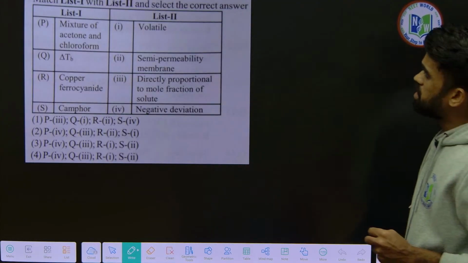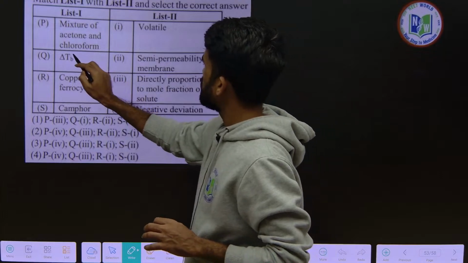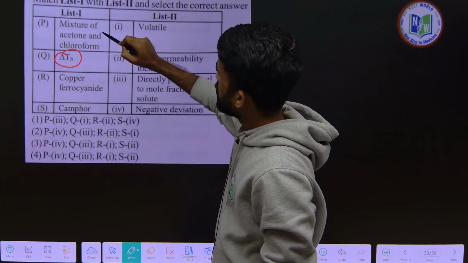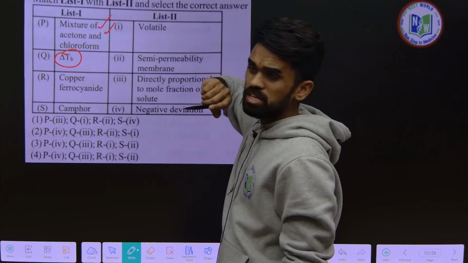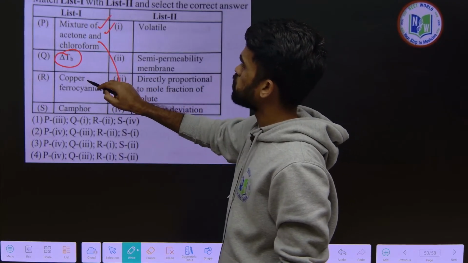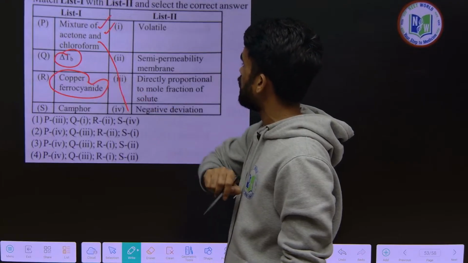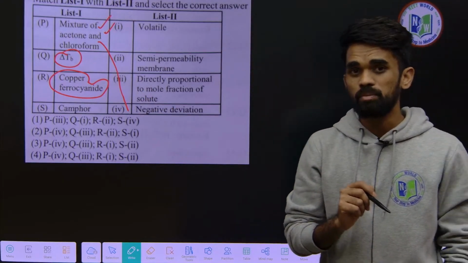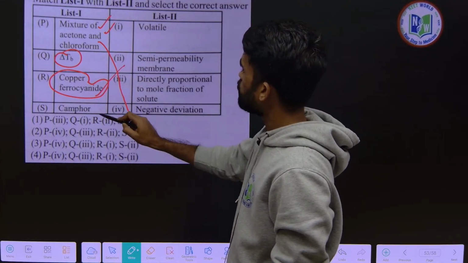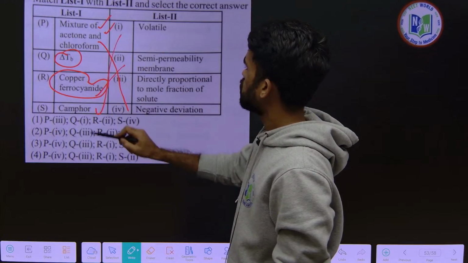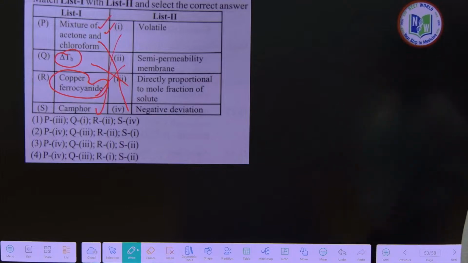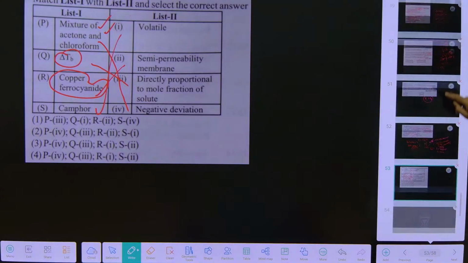Can you match them? Delta TB is directly proportional to what they are asking. A mixture of acetone plus chloroform shows negative deviation, so P4. Next, copper ferrocyanide. In yesterday's class I told you copper ferrocyanide is used as a semi-permeable membrane, SPM, in osmotic pressure. So R2. And camphor is a volatile substance. Delta TB is directly proportional to mole fraction. So in that way you can answer one of these four. Okay, next.